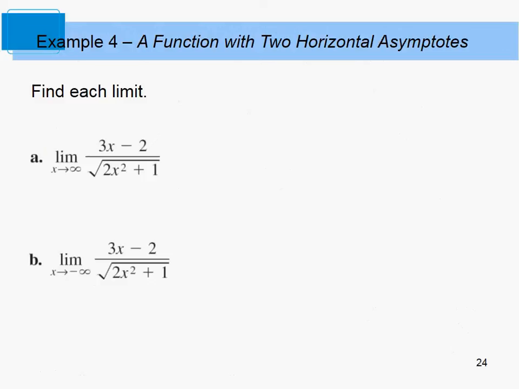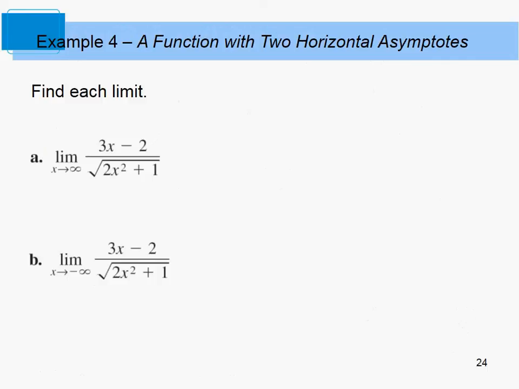Let's do it by hand and then we'll talk about it. Because it's really important to be able to do these by hand because of the signage. Because you've got x approaching infinity, you've got x approaching negative infinity. It's important to be able to determine what's going on here.